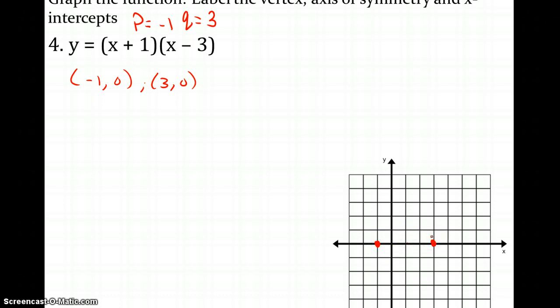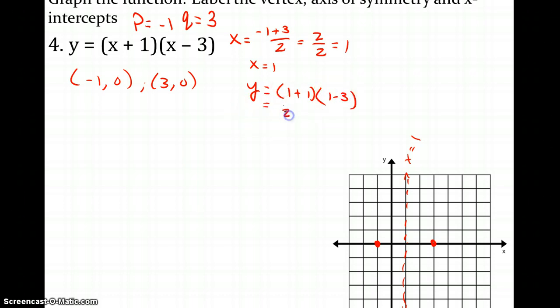Now, we also had a formula for the axis of symmetry: x = (p + q)/2. So, (−1 + 3)/2 gives me 2/2, which is 1. The axis of symmetry is going to be right here, x = 1. So I need to figure out what my vertex is now as well. I'm going to plug x = 1 into my original equation, so instead of x, I write (1 + 1)(1 − 3). So I get 2 times negative 2. I'm looking at negative 4.